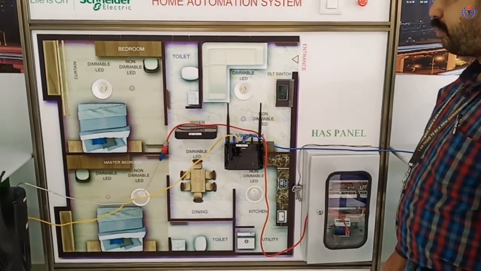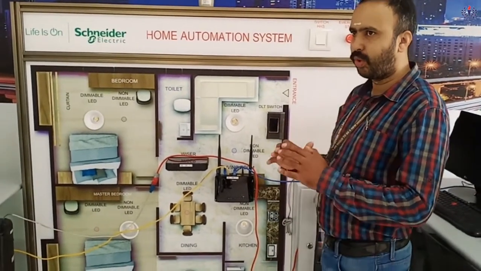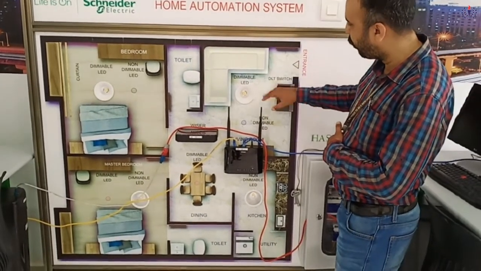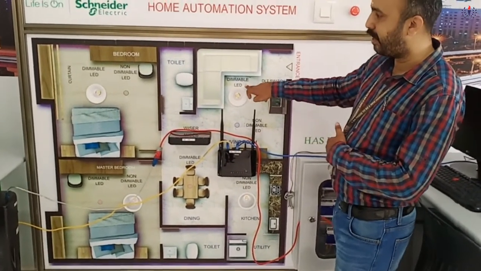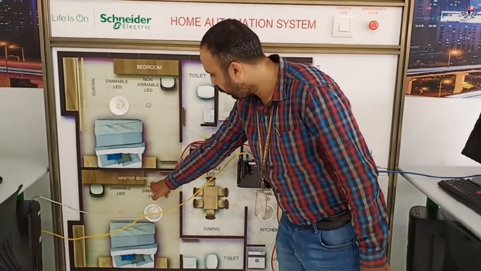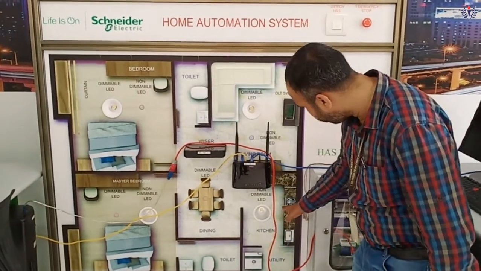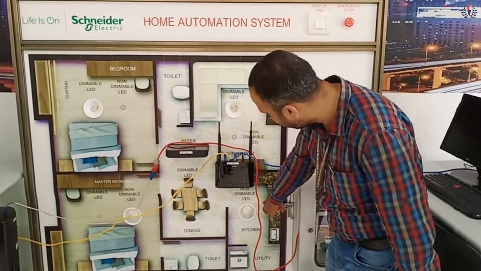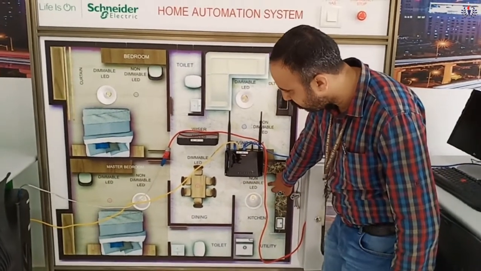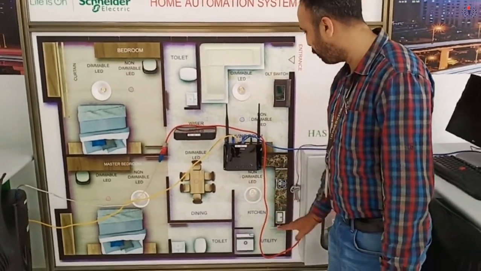In this we have different types of lights in each room. As this is the demo version, I have added a light in each room. For example, in the living room or hall, I added a dimmable LED, and also in the bedroom I added a dimmable LED, in the master bedroom I added a non-dimmable LED, and in the kitchen I have a dimmable LED. So here you can see, these two are dimmable LEDs, and these two are non-dimmable LEDs.